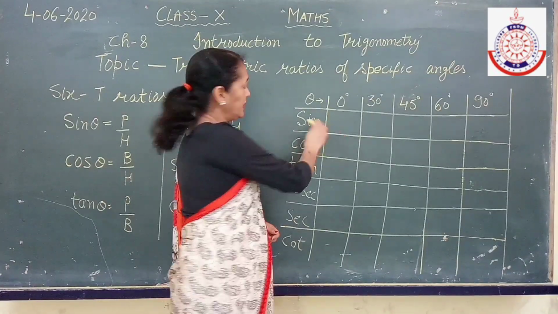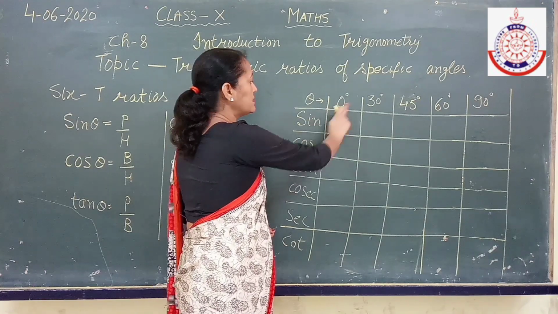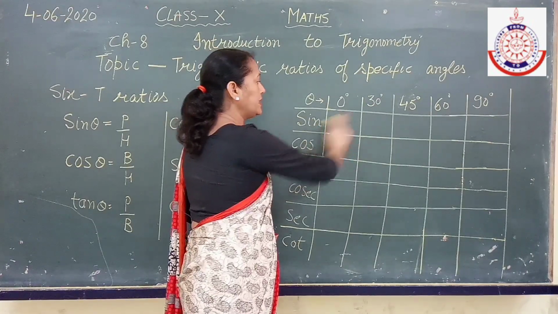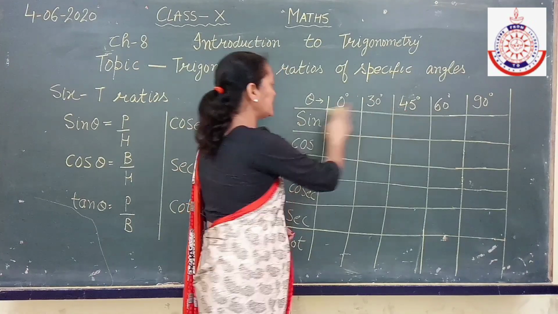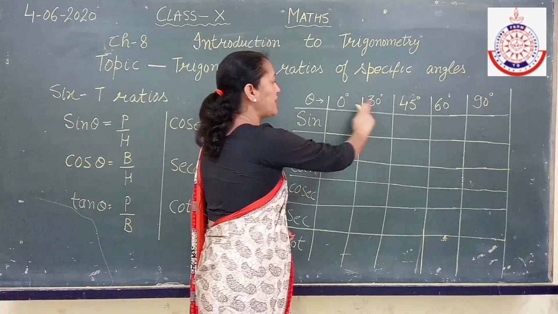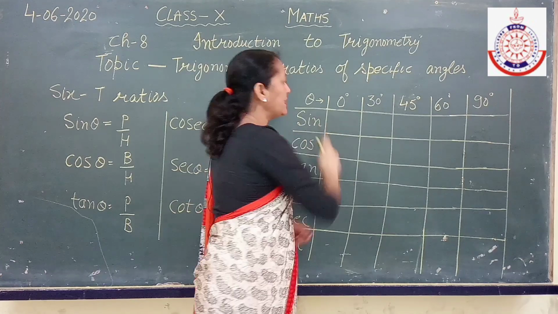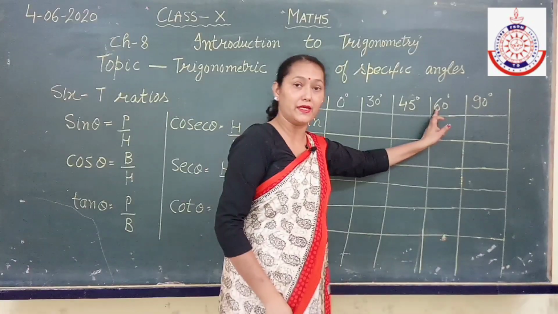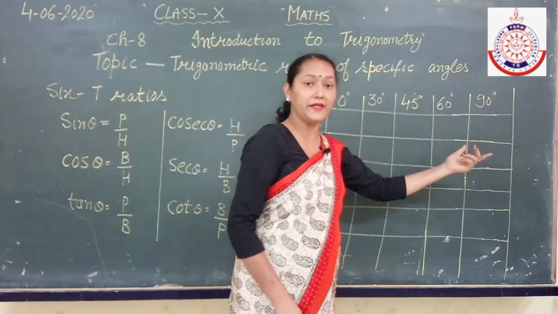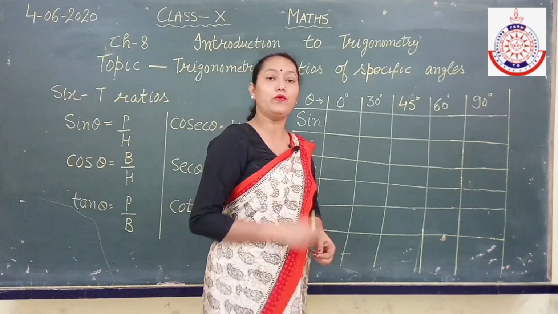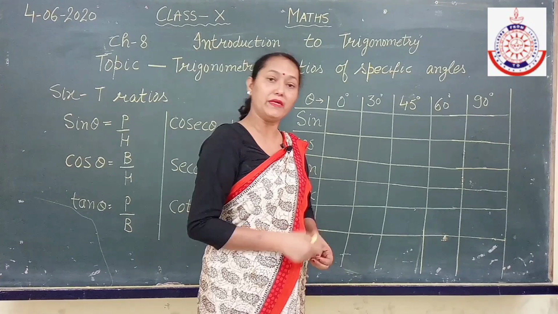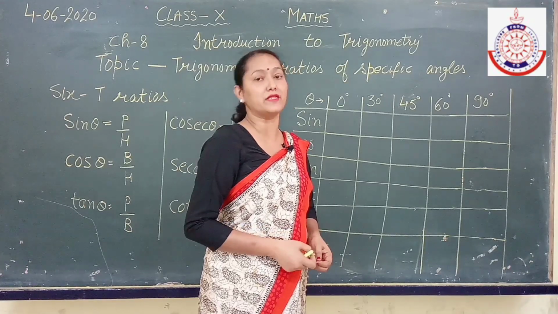How will you read it? It is sine 0 degree, sine 30 degree, then sine 45 degree. That means in place of theta, these values will be coming. Next is sine 60 degree, then sine 90 degree. Let us see how to find it. First of all, I'll tell you how to get these values, but again a suggestion: learn these values.